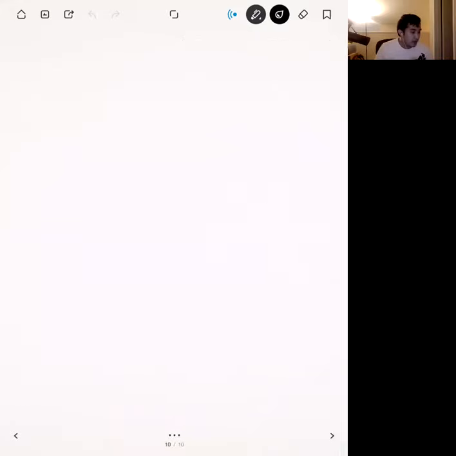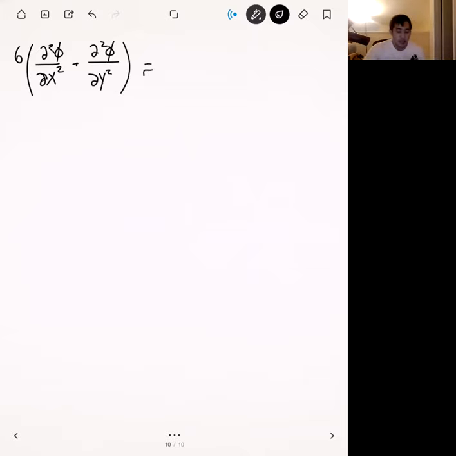Let's go ahead and modify this example to include convection, because that was the other thing that people wanted to see. I'm going to take the same example, but I'm just going to add some convection to it. In this example, we had 6, and that was our diffusion term. And let's add some convection here.